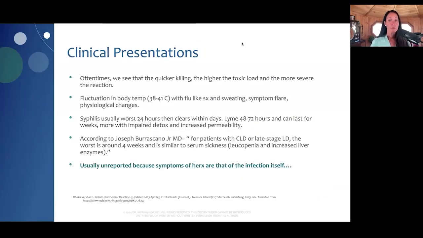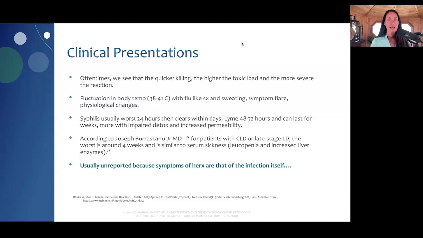So, oftentimes we see that the quicker we kill things, the higher the toxic load and the more severe the reaction is going to be. If the amount of LPS being released from these dying bacteria is building quicker than our body is able to bind it, detox it, and get it out of the body, we're going to have more inflammation, more cell damage, more dysfunction, and more symptoms.